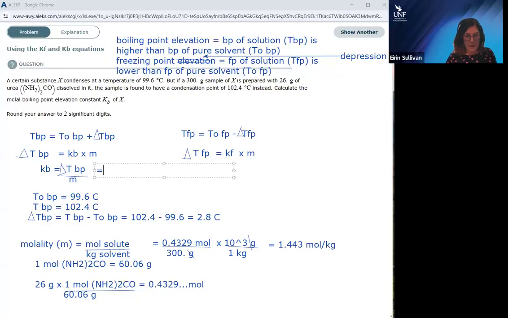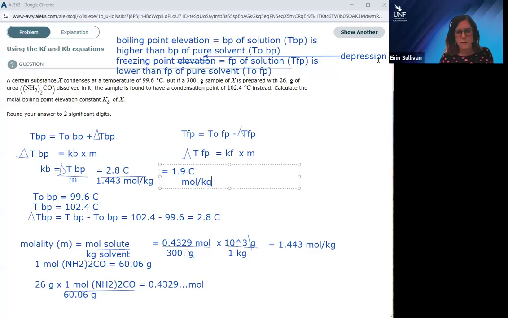So then I can substitute in and solve for KB. I already got delta T was 2.8 degrees Celsius. I'm going to divide through by the 1.443 units of moles per kilogram. So then my units are going to be Celsius per mole per kilogram. Gets a bit messy, right? So that will be equal to 1.9, and that's going to be Celsius per mole per kilogram. I'm not sure how ALEKS would prefer you to write that. It might prefer Celsius kilograms per mole, something like that, or just use to the -1 or whatever.